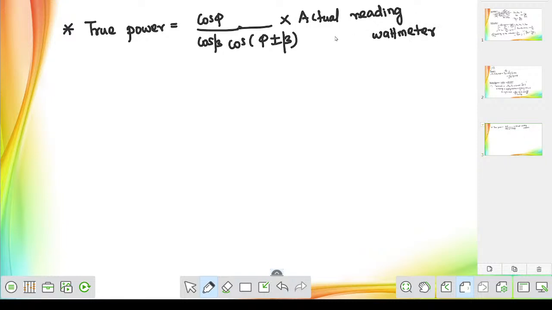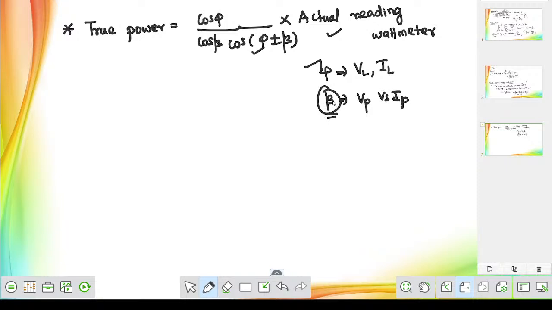Now in the question, the actual reading of the wattmeter will be given. What is this phi, sir? Phi is nothing but the phase angle difference between the load voltage and the load current. That is the power factor angle that will be given. Whereas beta is nothing but the phase angle offered by the pressure coil voltage versus pressure coil current, that will be given.